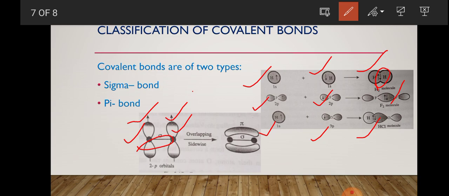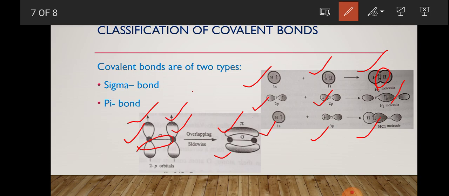A pi bond is weaker than a sigma bond, and before formation of a pi bond, formation of a sigma bond is essential. The pi bond has two regions of electron density, one above and one below the sigma bond axis. One pi bond holds two electrons. Look at the figure, please.